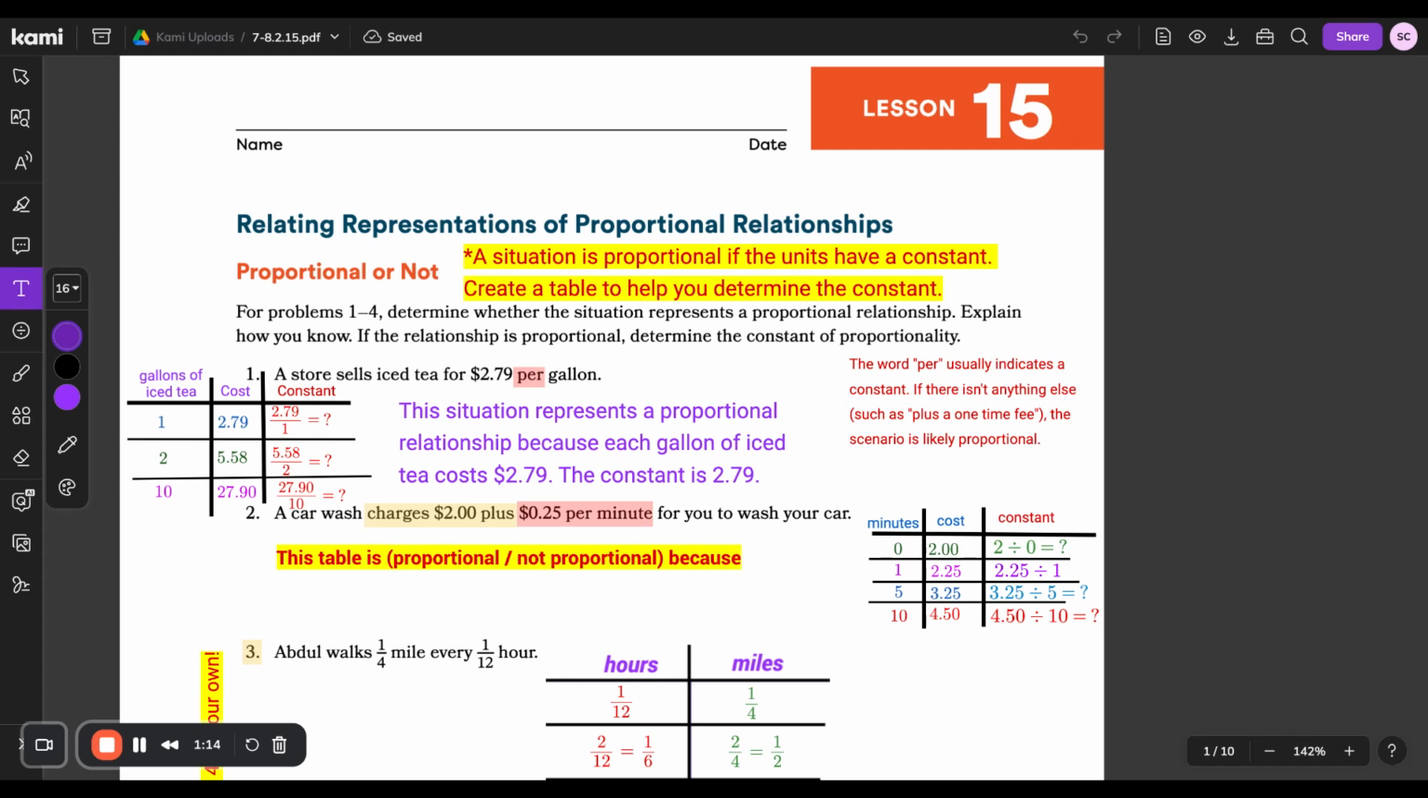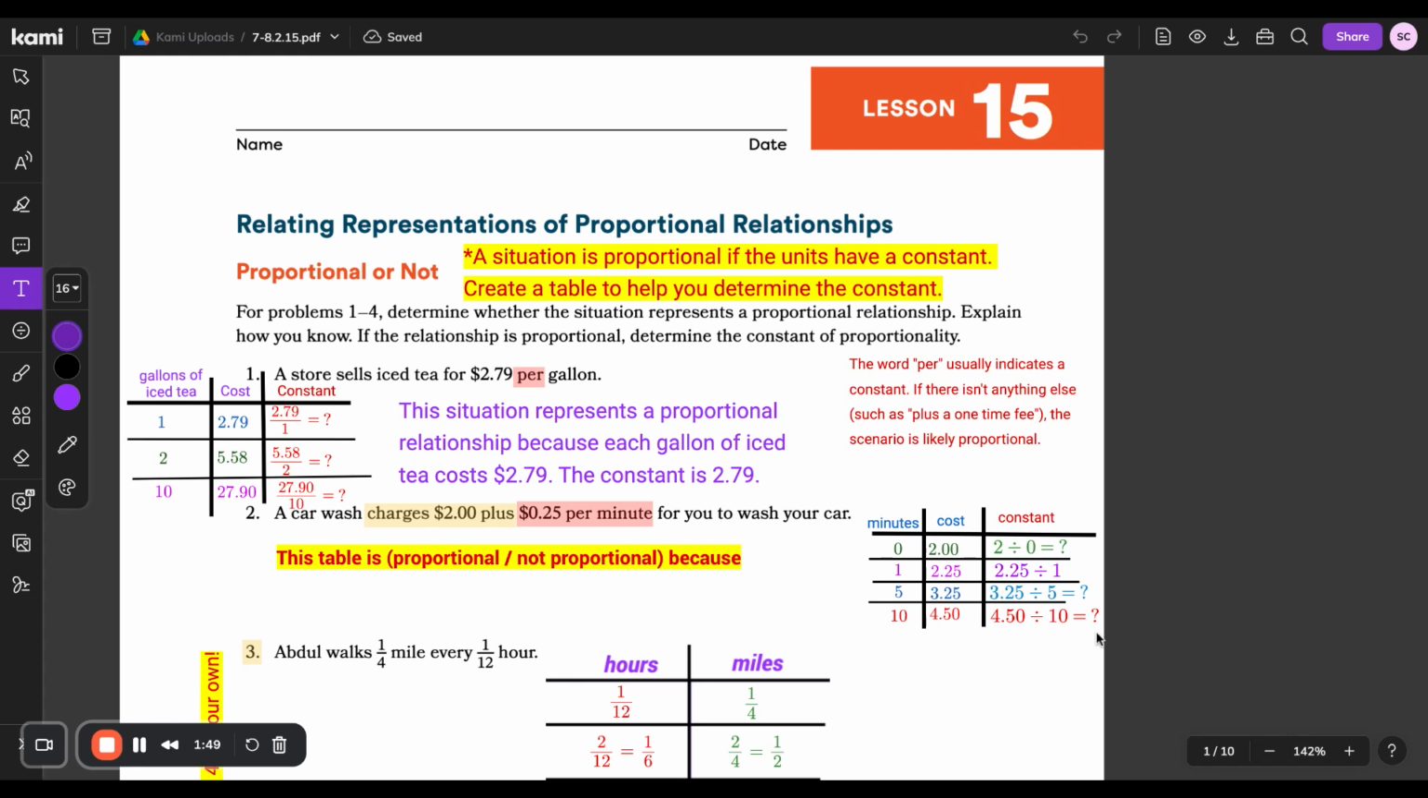But unlike number 2, it says that a car wash charges $2 plus 25 cents per minute for you to wash your car. So if 0 minutes goes by, you still have to pay that original $2. And then after 1 minute, you still have that $2 plus the 25 cents. After 5 minutes, you still have that $2 plus another $1.25. And then so on with 10 minutes, you still have that additional $2 plus that 25 cents per minute for those full 10 minutes.